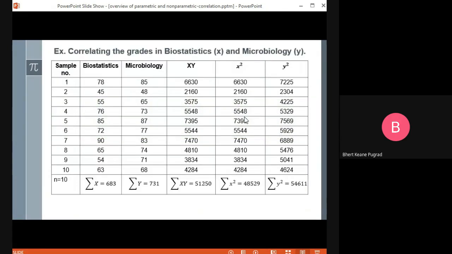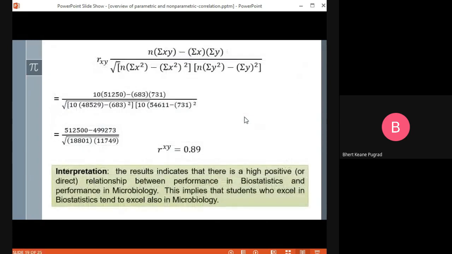So we could interpret the results as indicating that there is a high positive or direct relationship between the performance in biostatistics and performance in microbiology. This implies that students who excel or who are good in biostatistics tend also to perform well in microbiology.